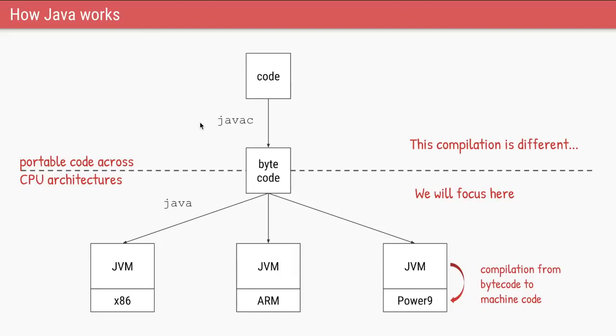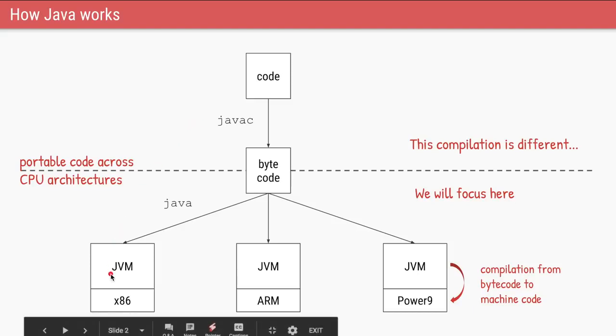So let's start with the basics. Let's say you have some sort of Java code. You'll first compile it to bytecode using this tool, javac. And this bytecode is an intermediate representation of your code, which provides portability wherein you can run the same bytecode across different kinds of architectures.